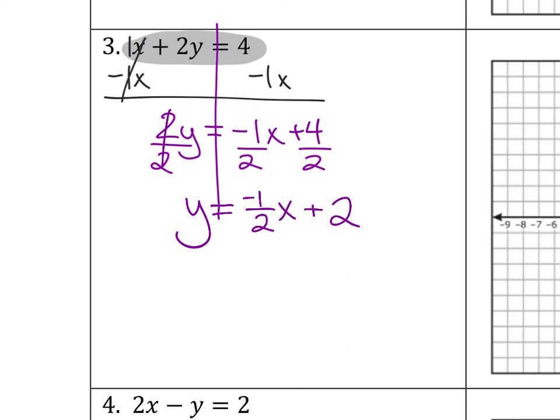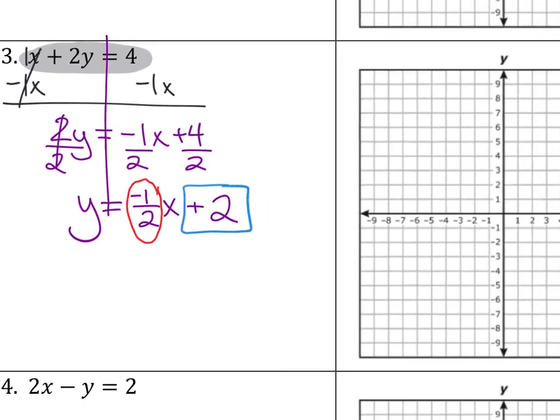Let's go with Vani. Vani, what would I circle for this problem? The negative 1/2. And then Catherine, what am I going to be putting a box around? The positive 2. Very cool. So now I have both identified my y-intercept and my slope. So help me out again. I'm going to graph this one.